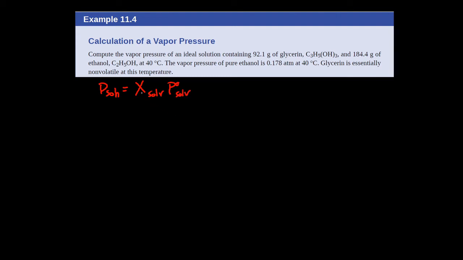And so we need these two things, essentially. We need the mole fraction of the solvent, and we need the vapor pressure of the pure solvent. This is already given to us. We've got it. It's right there. Because the ethanol is the solvent, we have more of it than we have glycerin. So we have the vapor pressure of our pure solvent. So we just need the mole fraction.